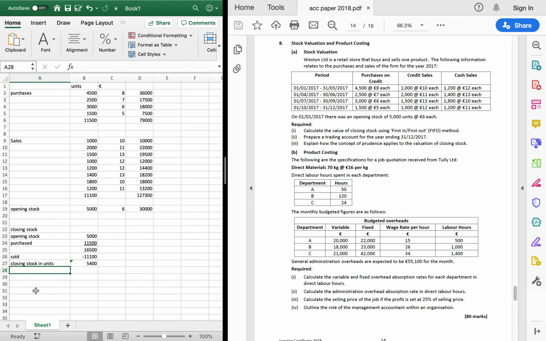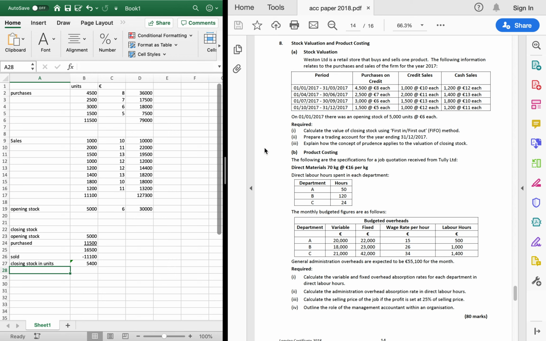Okay, so we know how many units we have. Now we have to value them. Now this is the important thing here. It doesn't say that. Part A of the question: calculate the closing stock using first in, first out basis.